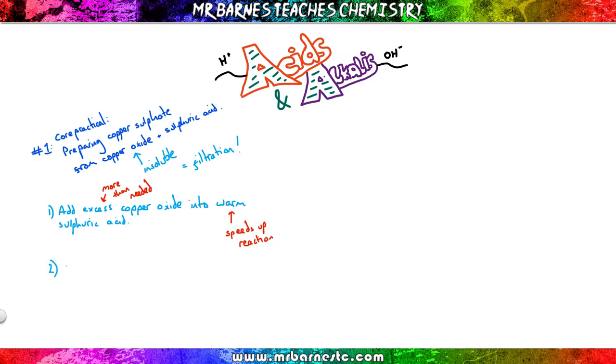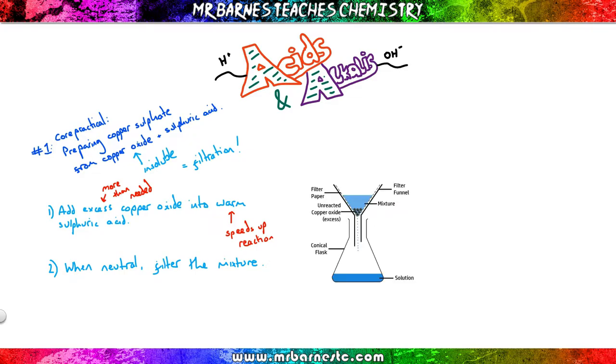The second step is to neutralize the acid, so keep adding in enough copper oxide until it's fully neutral, and then filter the mixture with the apparatus you can see here. What will happen is the copper oxide that is unreacted will stay in the filter paper, and your copper sulfate solution will move through into the conical flask below.